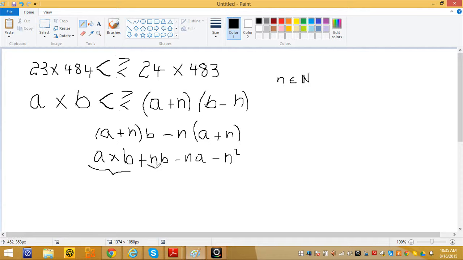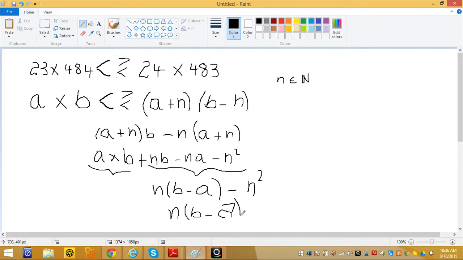So the difference is going to be this part, and we're going to try to understand it. If n times b minus n times a minus n squared equals 0, then they're going to be equal. In this case, only if n equals 0. So let's write this differently: n times b minus a, minus n squared. If n times b minus a equals n squared, we get 0. But if n times b minus a is greater than n squared, what's going to happen?